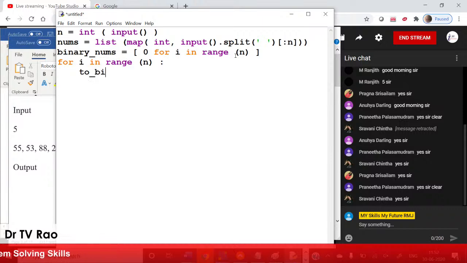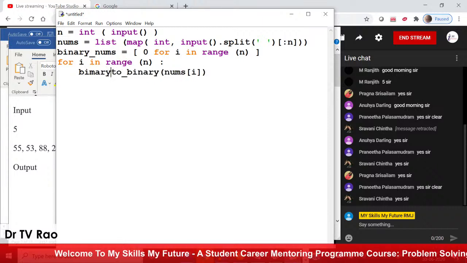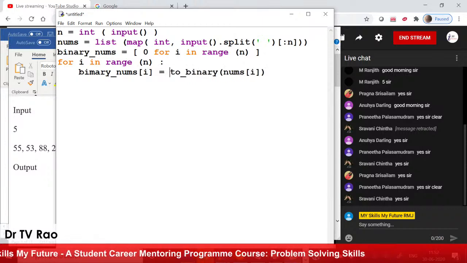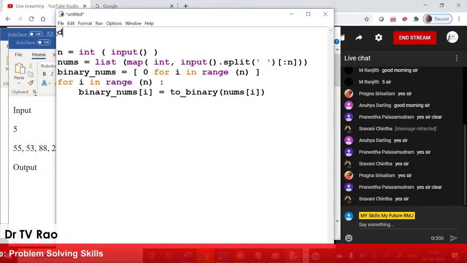pass the binary function the ith number and store this in binary nums. Okay. Now let us write that simple function straight away. No need to discuss much about it.